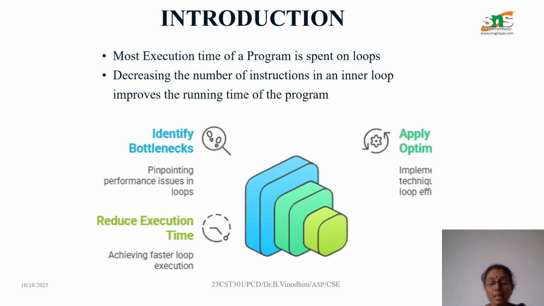The main objective is to identify the bottlenecks, pinpointing where the performance is lagging in a particular statement. After identifying the bottleneck, we select the correct optimization technique and apply it in the particular loop, and that will reduce the execution time and improve the performance of the program.